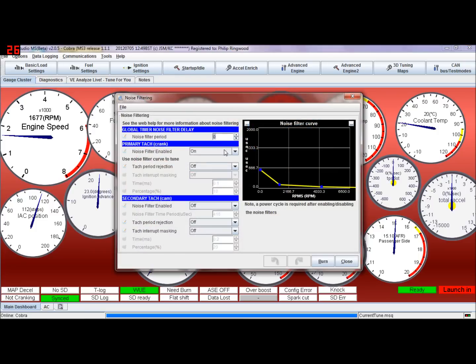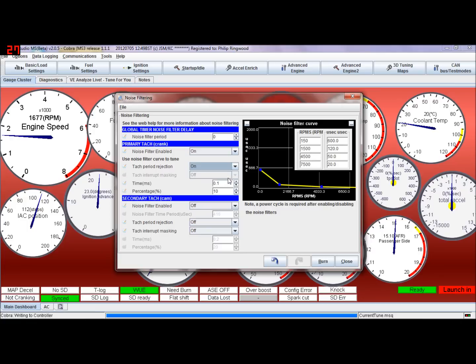Noise filtering. This is pretty specialist, and I can't explain it very well, but I tend to leave the primary on, and with these settings in them it seems to work reasonably well. I don't have any problems, but you can do all sorts of filtering from the trigger inputs.